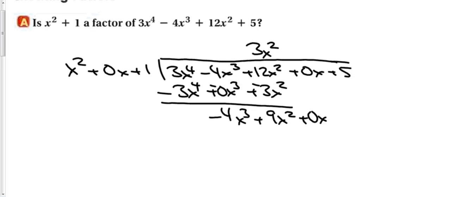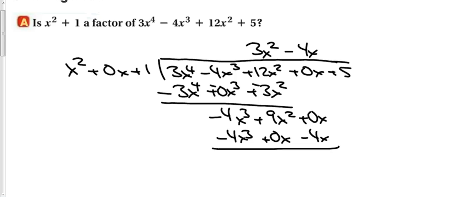And then bring down my 0x term. Next, divide: how many times does x squared go into negative 4x to the third? That would be a negative 4x times. That gives me a negative 4x to the third. That gives me a 0x, which is still okay. And negative 4x times a positive 1 gives me minus 4x. I'm going to subtract these, so I'm going to change the sign of everything, which gives me a 9x squared and a 4x and a 5. Bringing down my 5.